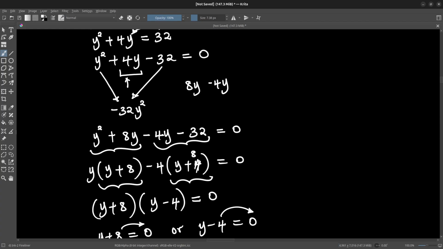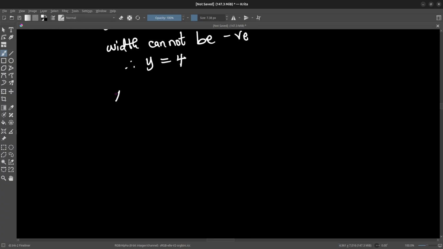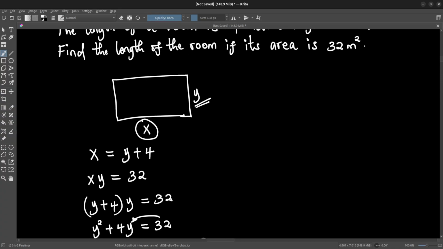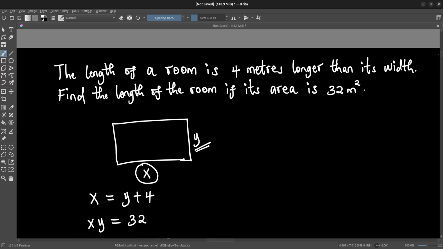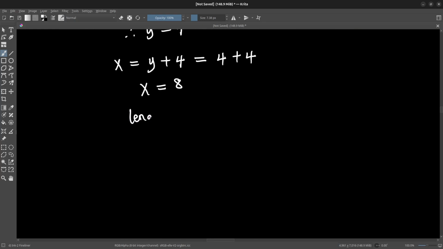So we already had x in terms of y. So x was equal to y plus 4. y is 4, so this becomes 4 plus 4, meaning that x is equal to 8. And what was the question asking? The question was asking us to find the length of the room, which in our case is x. So this means that the length of the room is equal to 8 meters. And that is the answer.